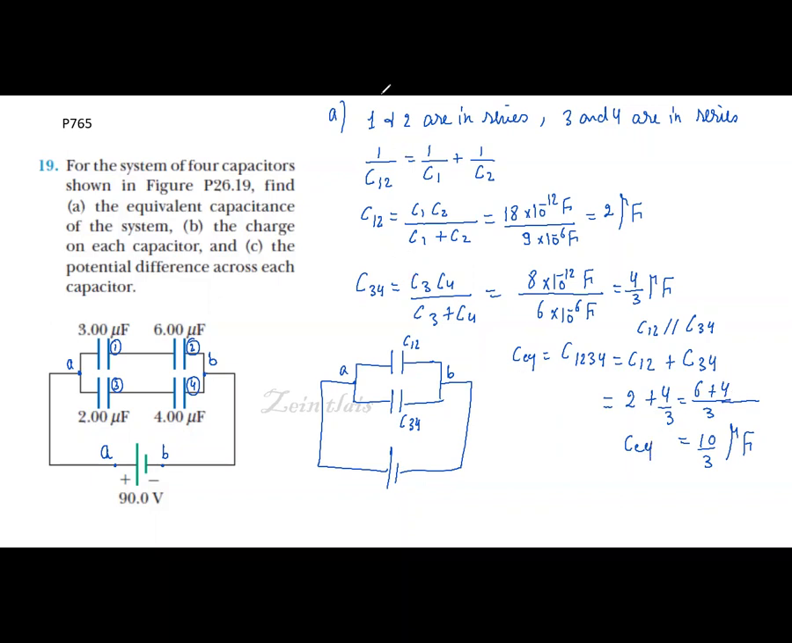Okay, we can replace this one by C equivalent. Okay. Now part B, I have to find the charge on each capacitor. Let me write here, we calculated C equivalent before. As we have C equivalent, we can find Q equivalent.